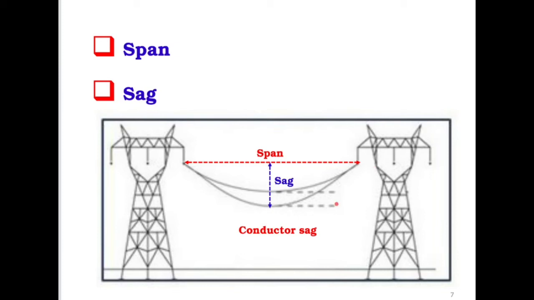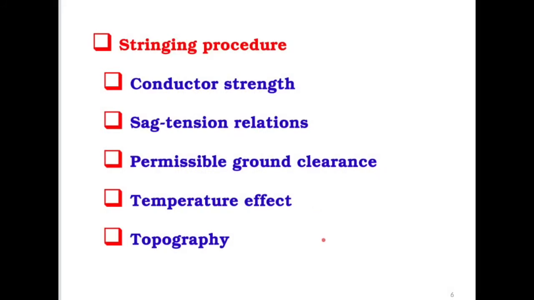Okay, that's good. So sag and span, these are the definitions. Sag is the vertical distance between the point of support and the lowest point of the conductor, and span is the horizontal distance between two adjacent supports where the transmission line conductor is found. So I can go back to the next one, which is related to permissible ground clearance.